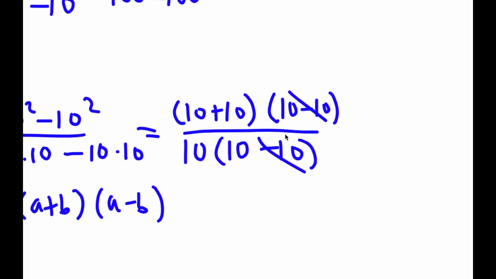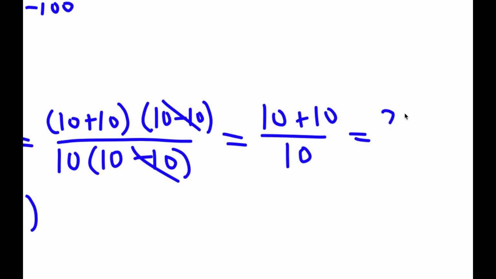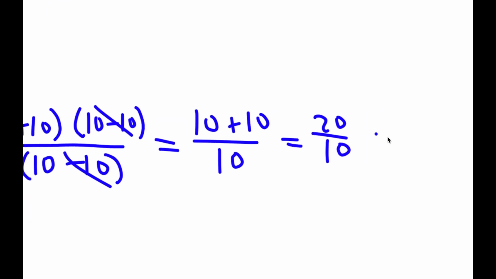Now, I'm going to cancel these two out. So I have 10 plus 10 over 10, which is equal to 20 over 10, which is equal to 2. So I just proved that 0 over 0 is equal to 2.